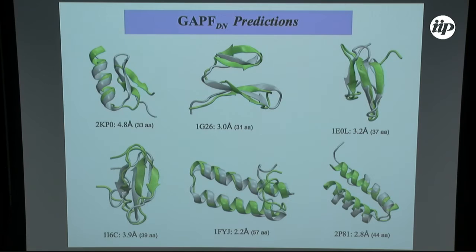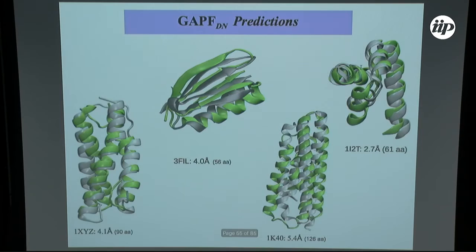And here we have some structures predicted with de novo predictions from many different proteins, pertaining to different classes of proteins, with beta and alpha helix. Here a more complex one, with a good prediction with 56 amino acids. Here we have a longer one, but I consider this prediction good.